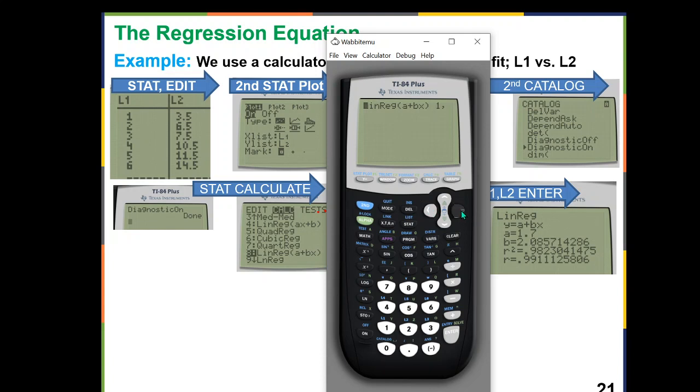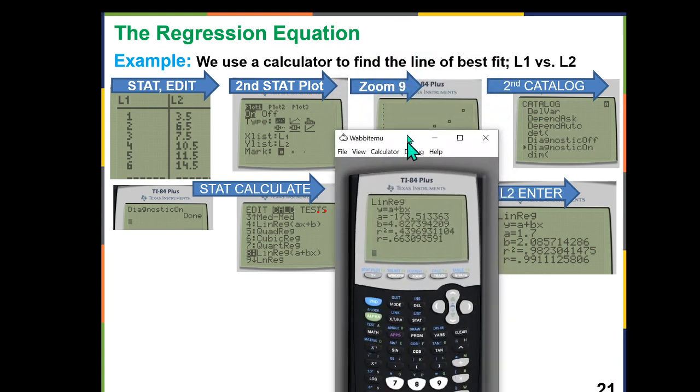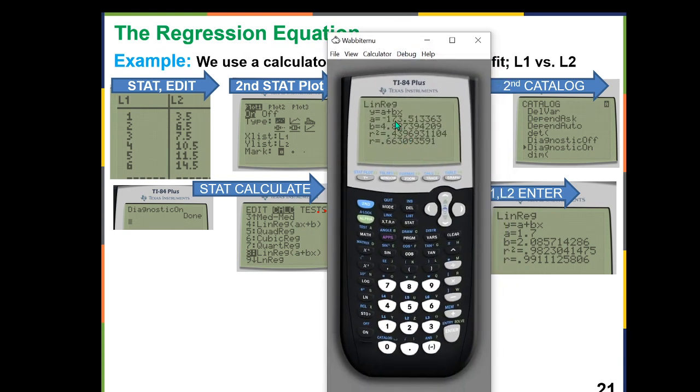That's not L1. Second on, and then L1 comma L2. Now you see how I have R and R squared. Of course, my R and R squared are different because there are 4 different sets of numbers. Okay, so that's how we find that equation for the line.